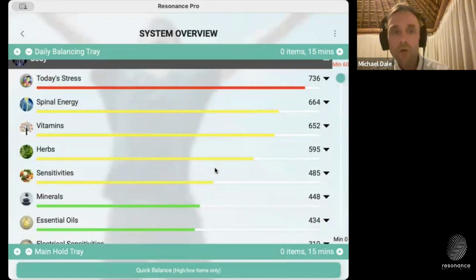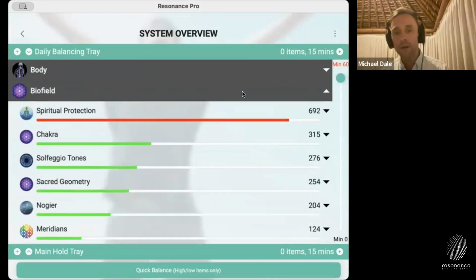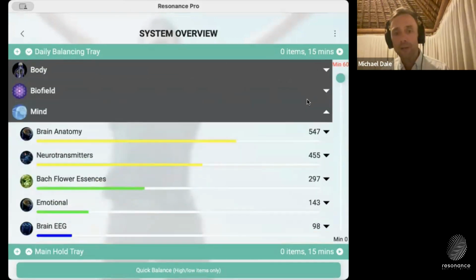Now, how a session would normally begin if I was doing a session with a client is that you would start with a quick balance. And the purpose of a quick balance is just to rectify any levels, because I'm just going to close these up.